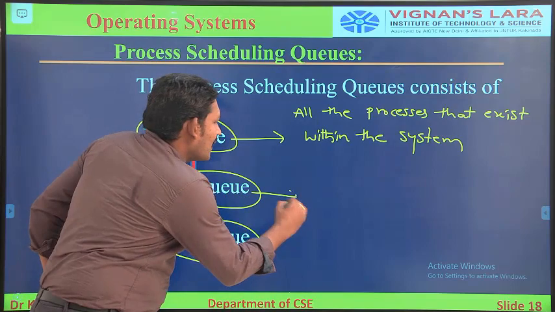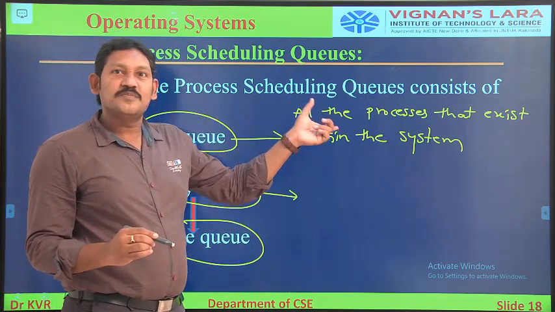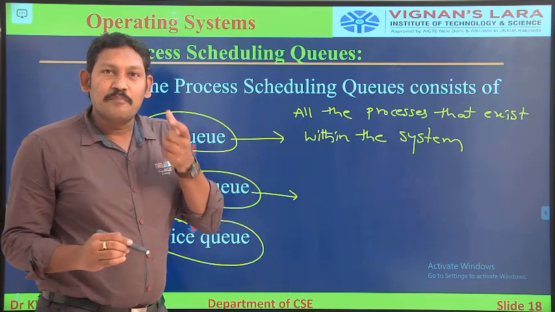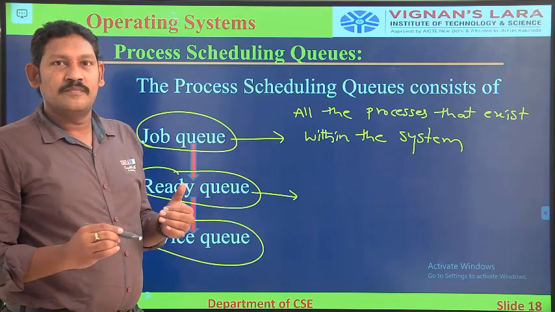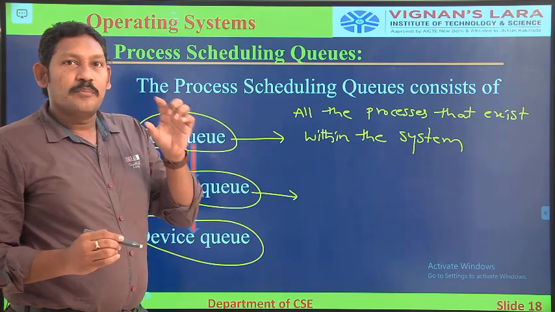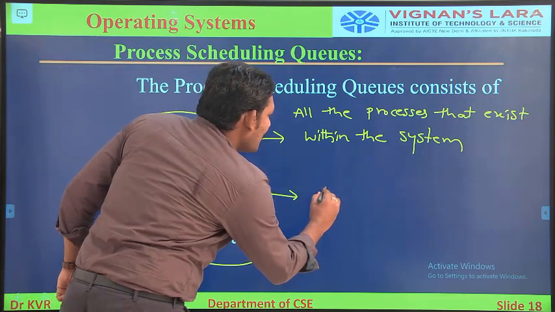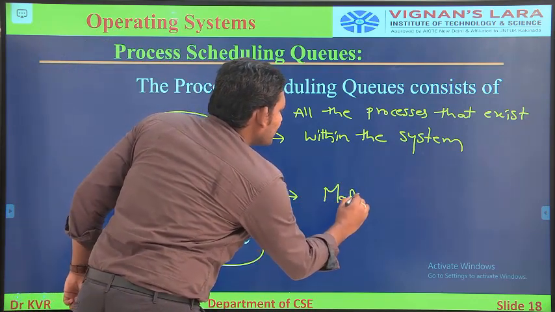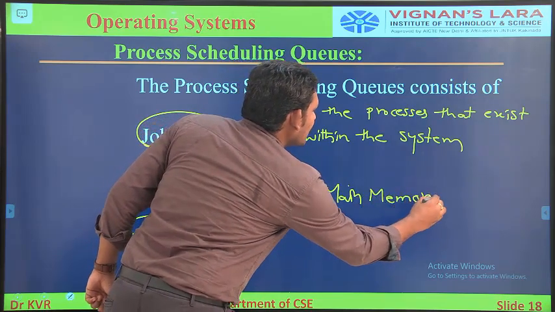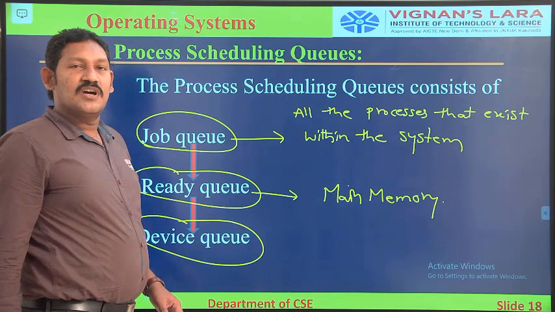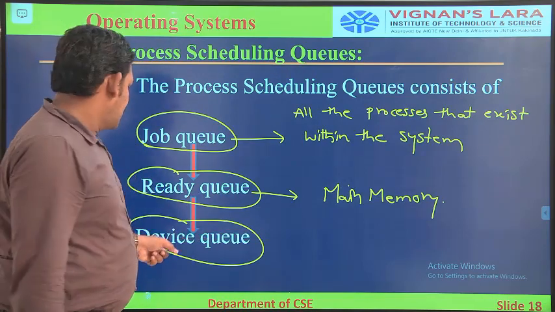Coming to the ready queue, out of all these processes, there will be some processes which are in the ready state to execute. The processes which are kept in the main memory will be placed in the ready queue.